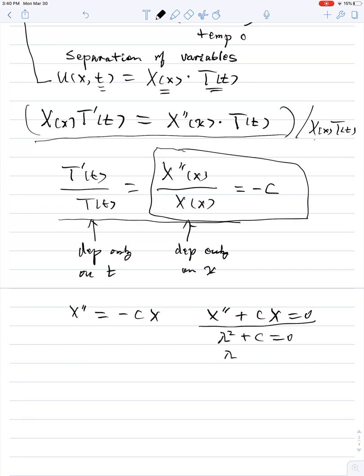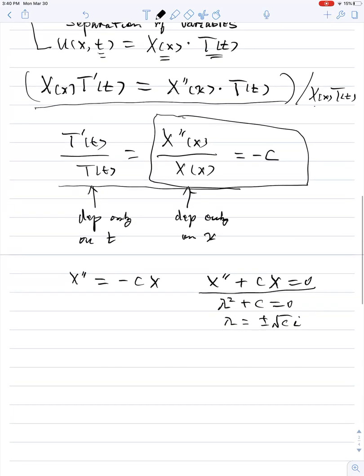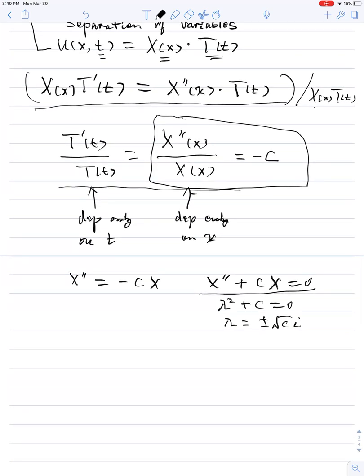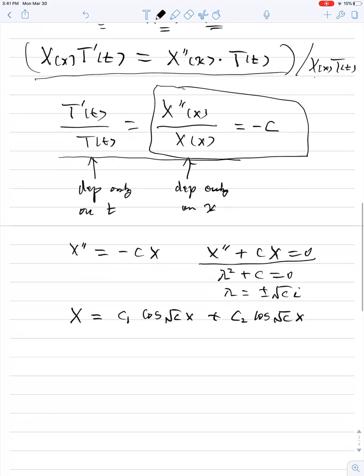So therefore lambda equals the positive square root of negative c, i.e., a complex root. We assume c is positive. Then the general solution of X is c1 cosine square root of c x plus c2 sine square root of c x.